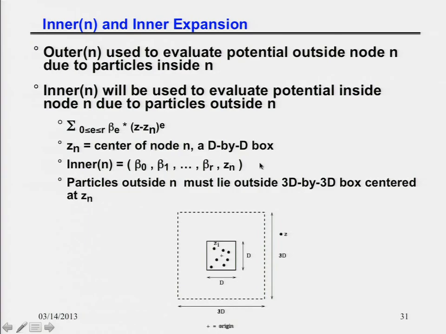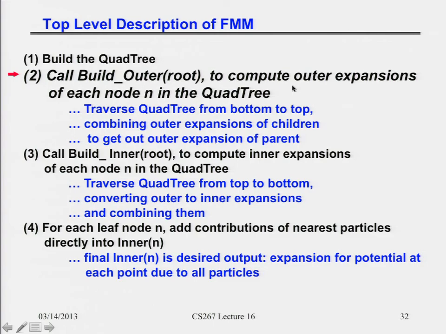Okay, so finally I can give you the top level; I haven't built that yet, but now I've described it. So here's what the overall algorithm looks like. I build the quad tree, we've seen that before. Then I build the outer expansions everywhere, and it's going to look just like Barnes-Hut. I'm going to traverse the quad tree post-order from bottom to top. I'm going to take outer expansions for each child at the leaves, and then I'll combine my children's expansions to get the parents' expansions. And when I'm done with that, I have an outer expansion for everybody in the box.